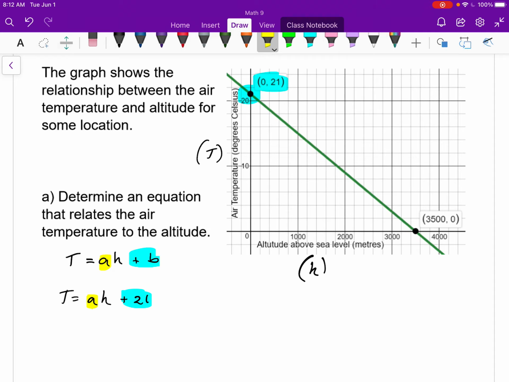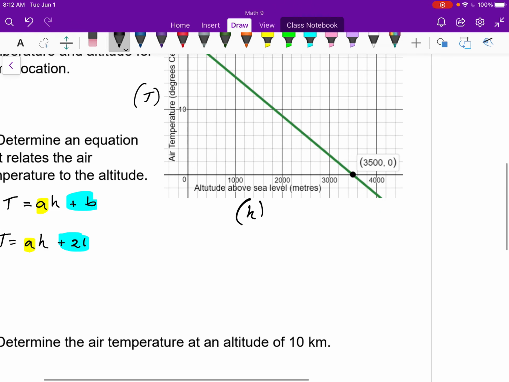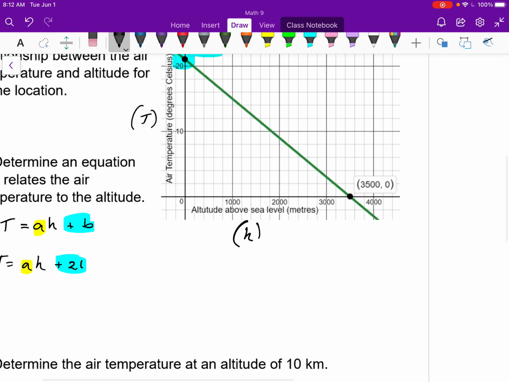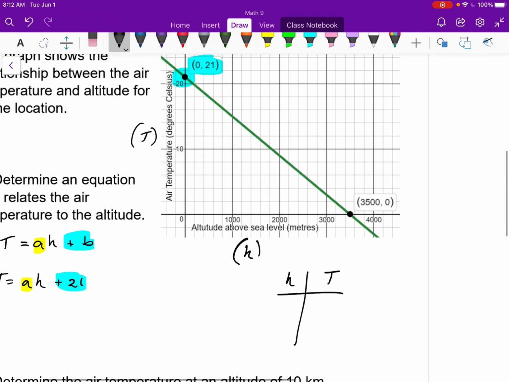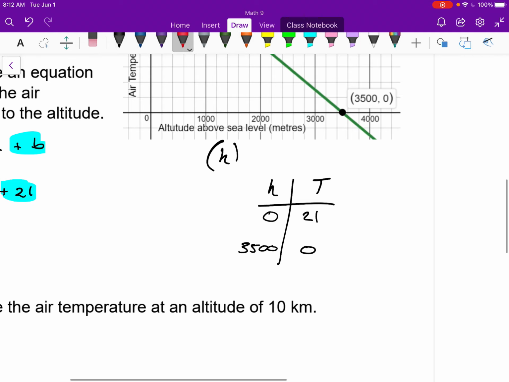And now, what's the slope? What's the average rate of change? Well, there's only two nice clean points I show you on this graph. That's all we need. And so what I'm going to do is make a quick little simple table comparing, in this case, height and temperature with just these 2 points. So what do I know? I know when the height is 0, the temperature is 21. When the height is 3,500, the temperature is 0. I can see that as the height goes up by 3,500 meters, the temperature goes down by 21 degrees Celsius.